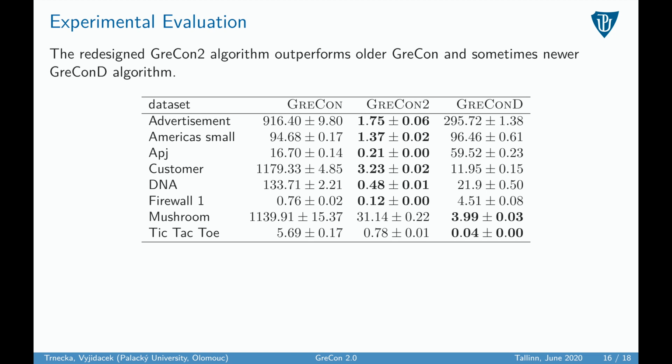Now let's look at the experimental evaluation. GreCon 2 totally outperforms GreCon, and in many cases GreCon D. GreCon D is faster on the mushrooms and tic-tac-toe datasets. It's because these datasets have a small number of attributes but a large number of concepts.